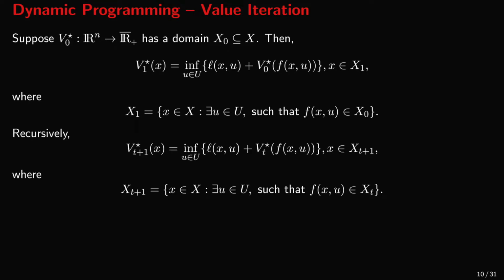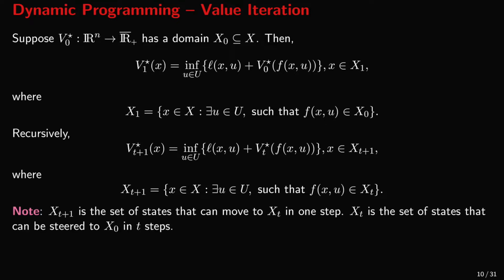Recursively, we determine vt plus 1 star from vt star, and vt plus 1 star is defined for x in Xt plus 1. The set Xt plus 1 is determined recursively from Xt. We have defined Xt plus 1 to be the set of all states that can be steered into Xt in just one step without violating any constraints. Equivalently, we can say that Xt is the set of all states which can be steered to X0 in t steps without violating any constraints.